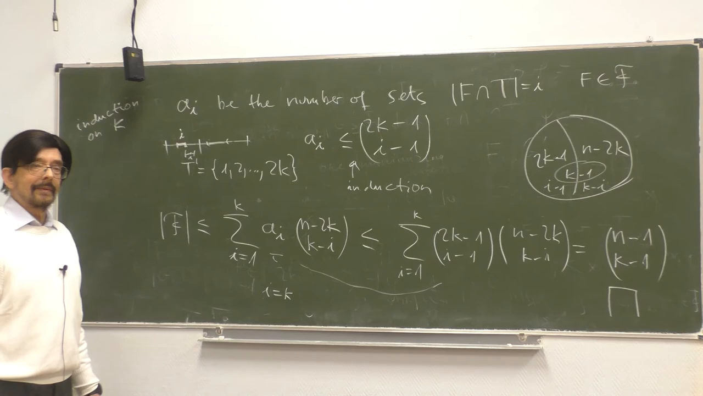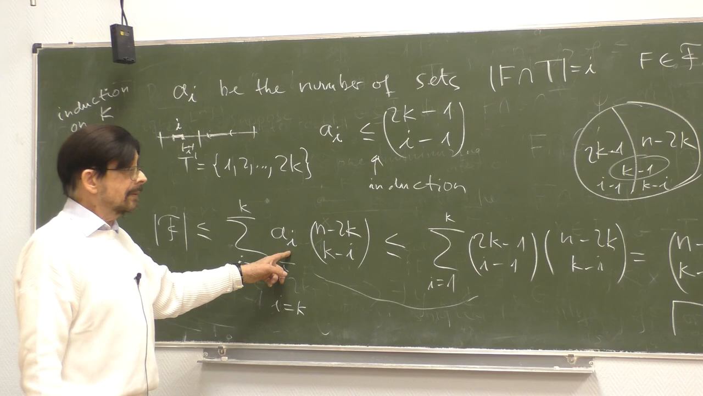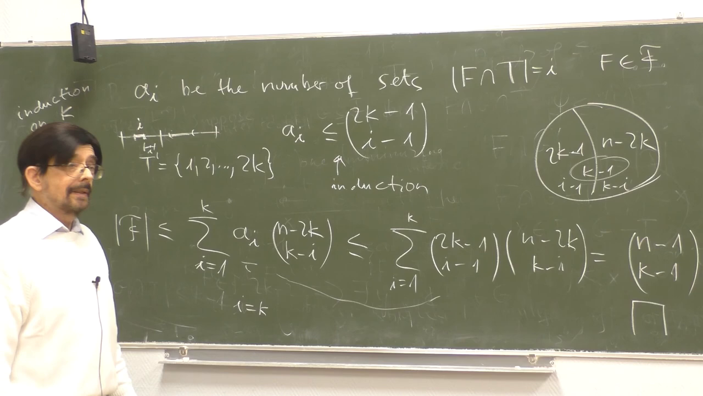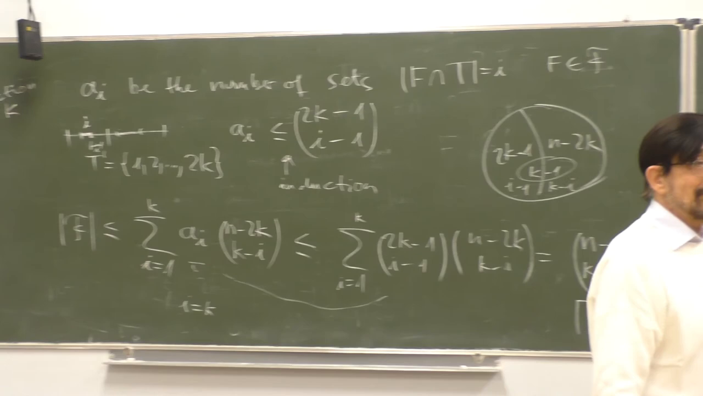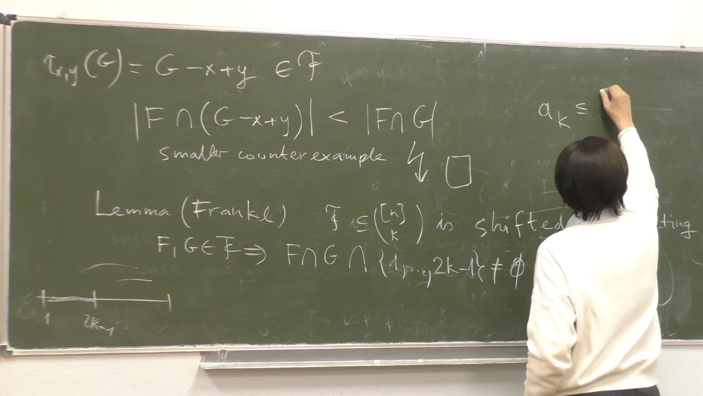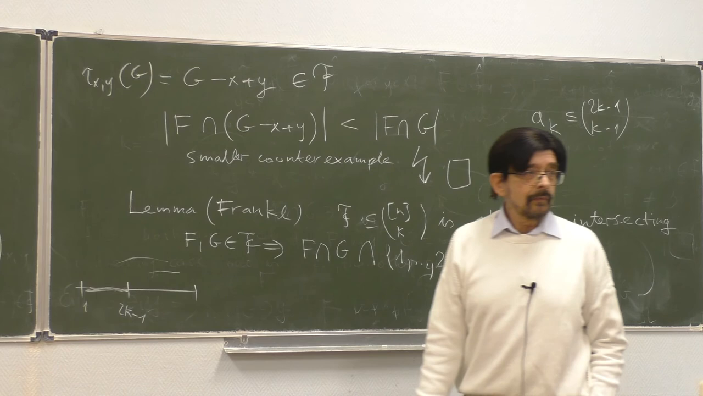So we used this for K also. We want to prove the theorem for K, knowing that it's true for 1, 2, 3, up to K minus 1. But here we used it for K. So we have to prove, because it's a very special case, the size is important. AK is smaller than 2K minus 1 over K minus 1. This is what we need to prove differently, because we cannot use the induction.